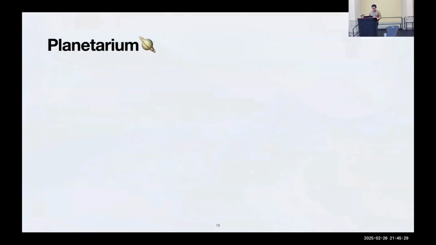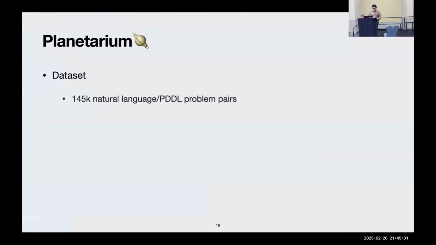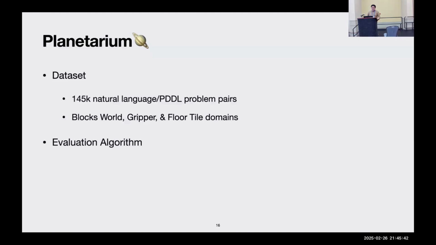Planetarium consists of a data set that we contribute, which is 145,000 natural language and PDDL problem pairs. And that covers the blocks world, gripper, and floor tile domains, more or less the IPC definitions. And we build an evaluation algorithm where we don't work directly with the PDDL string. We convert it into these problem graphs, and we reason about things symbolically. And then finally, we use that evaluation algorithm that's a bit more rigorous than just using a solver or planner or parser, and we evaluate some LLMs.